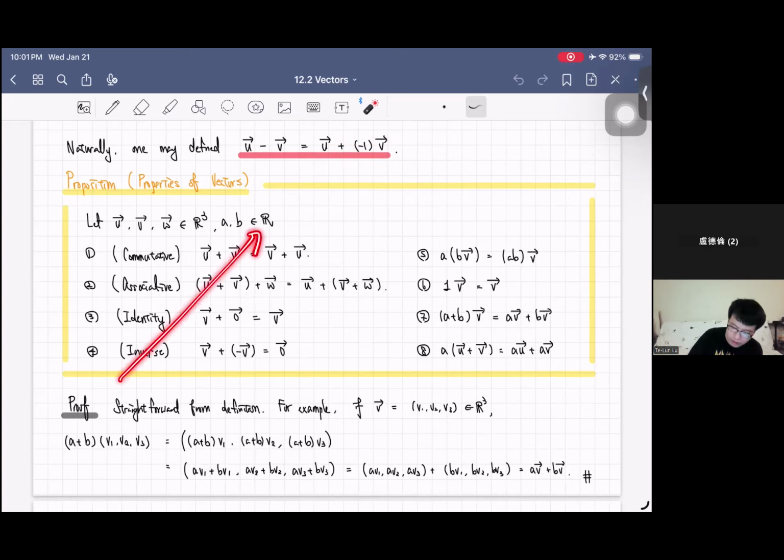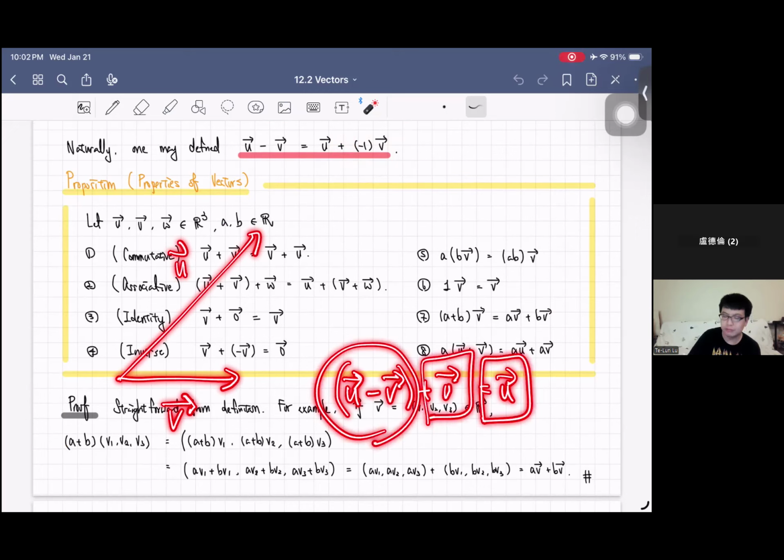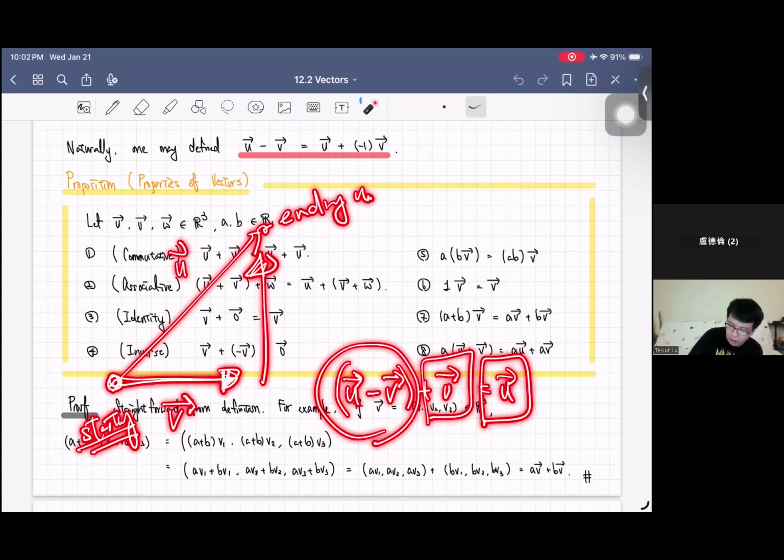And geometrically, what does this mean? If you have u and you have v, what is u minus v? So u minus v is something that looks like this. Something added up with v will become u. See that if this is the starting point of u, and this is the ending point for u, then if you want to add v, the vector we need should be u minus v.